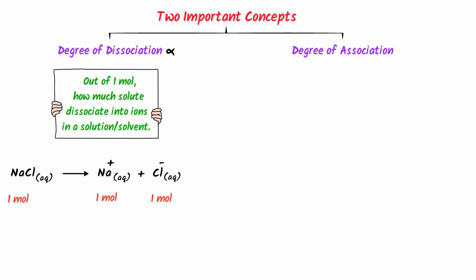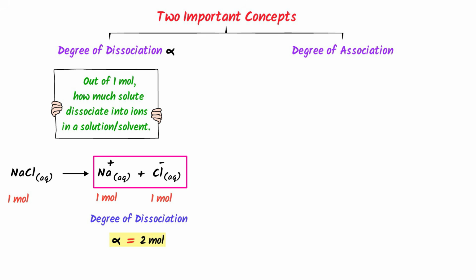I write degree of dissociation of sodium chloride, alpha, is equal to 1 plus 1 is equal to 2 moles. It means that the degree of dissociation of 1 mole of salt is 2 moles. Let me repeat it. It means that the degree of dissociation of 1 mole of salt is 2 moles. Hence note down this important concept.